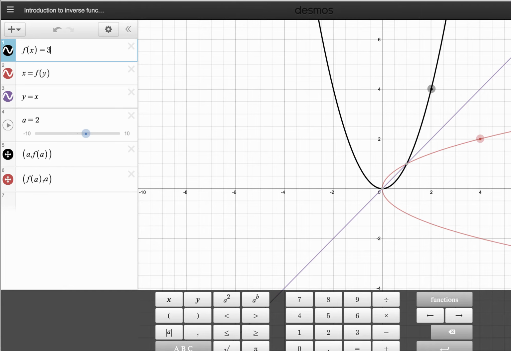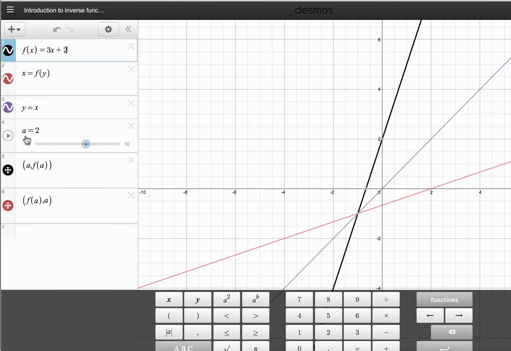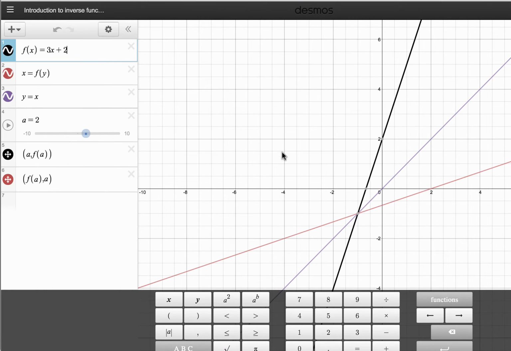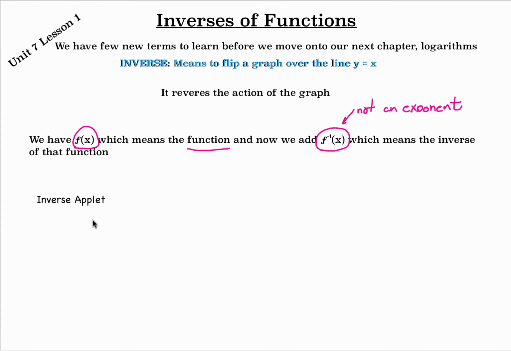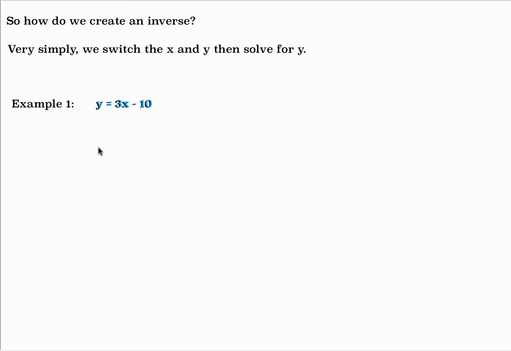You can make up anything you want. We can make up just lines. There's 3x plus 2, and there's its inverse, and I can travel along. Ooh. It's kind of cool. Fun little applet to play with. But now that you got the idea of what an inverse means, let's play with it. So how do we create an inverse? Very simple. We just switch the x and y.